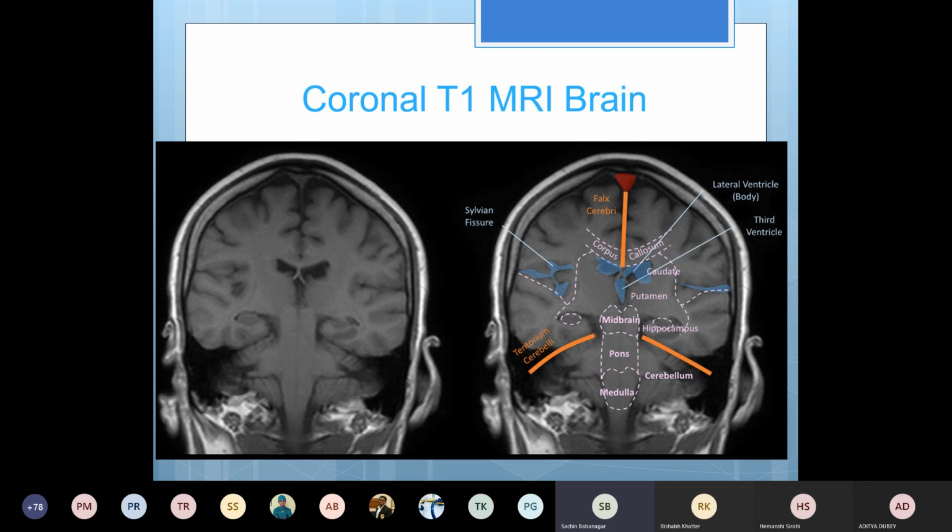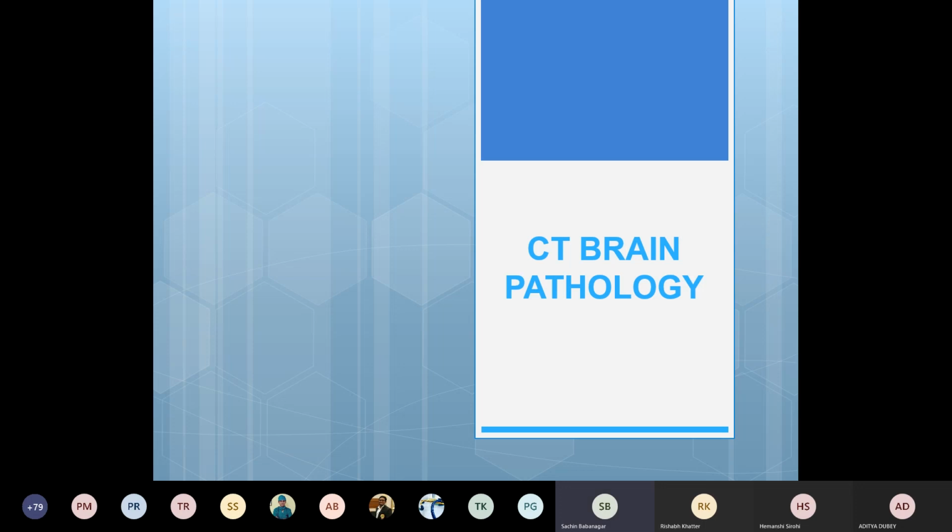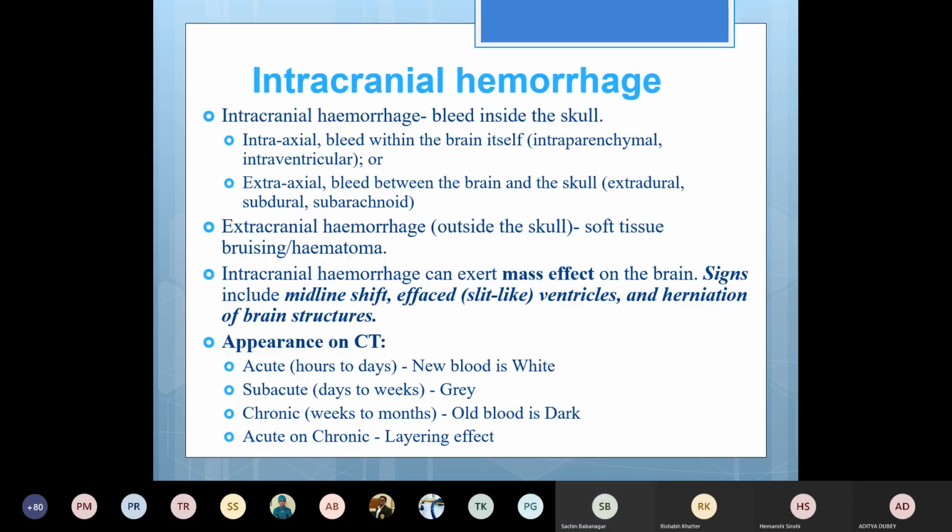Here you have the corpus callosum, and here you have the lateral ventricles, third ventricle, just adjacent to this the caudate lobe, and then you have the putamen or the basal ganglia, and here midbrain, pons, and medulla, and on either side cerebellum, tentorium cerebelli. Now we'll just see some basic common pathologies.